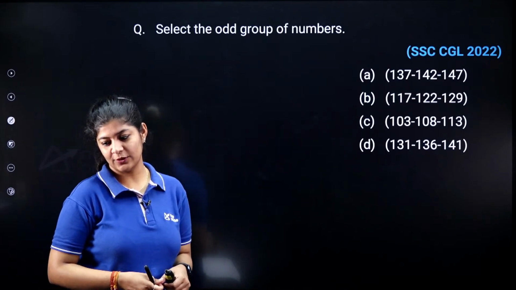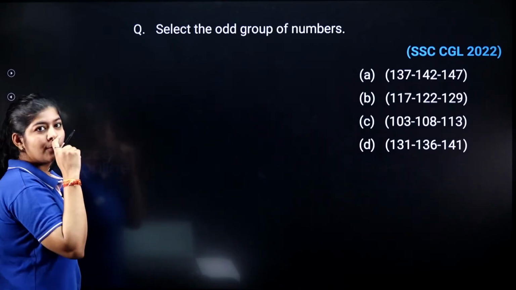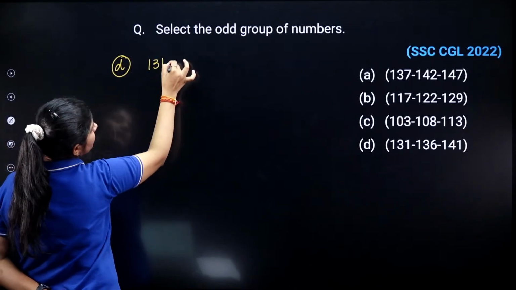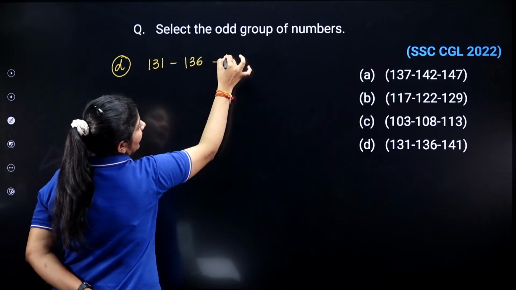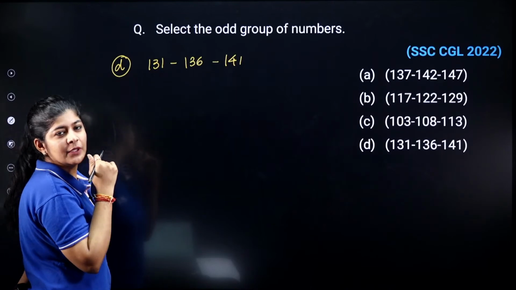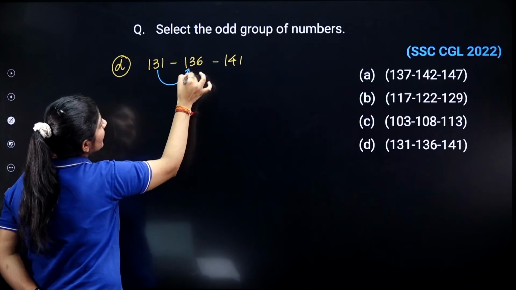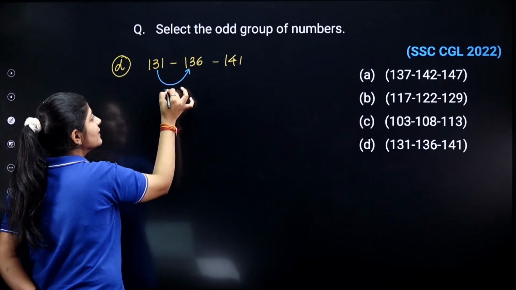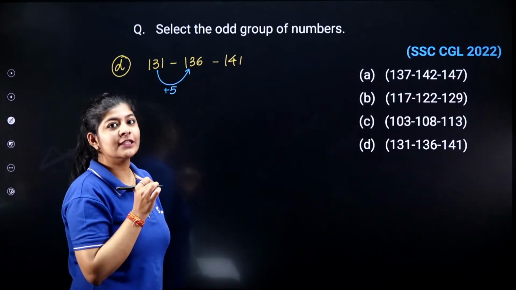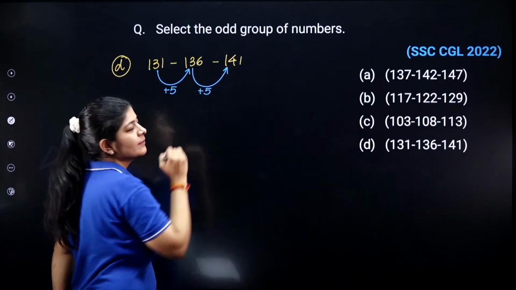Let's see. I think C is the odd one. Okay, let's start with option number D this time. Option D is saying 131, 136 and 141. There is a very small difference between the given numbers. If I want to convert 131 to 136, I just need to add plus 5, right? And to convert 136 into 141, again I need to add plus 5, right?